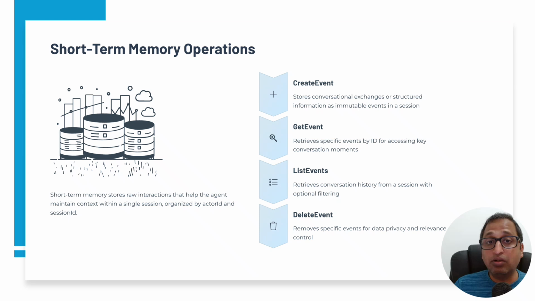Now let's take a closer look and deep dive into how short-term memory works in Bedrock AgentCore. After this, we'll also see a simple demo of building a LangGraph agent and using the Bedrock AgentCore short-term memory. Short-term memory by design stores raw interactions that help the agent maintain context within a single session. Each of these interactions is recorded as an immutable event, and they are organized by both the actor ID, that is the agent ID which is using it, and the session ID.